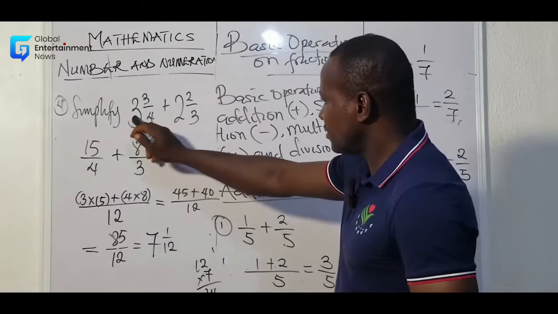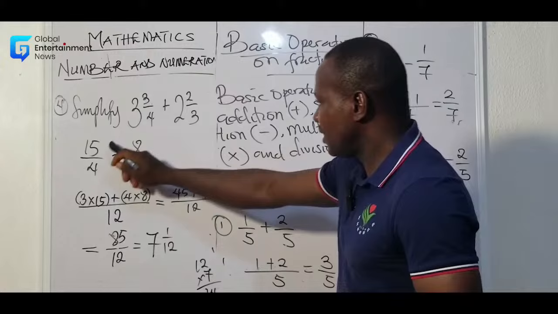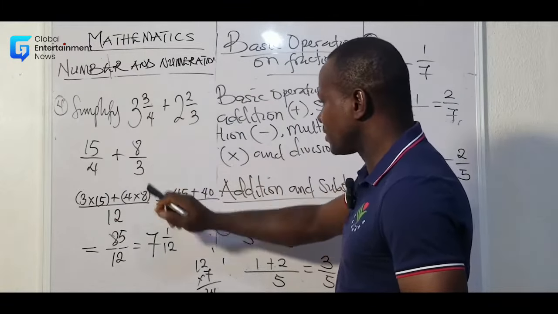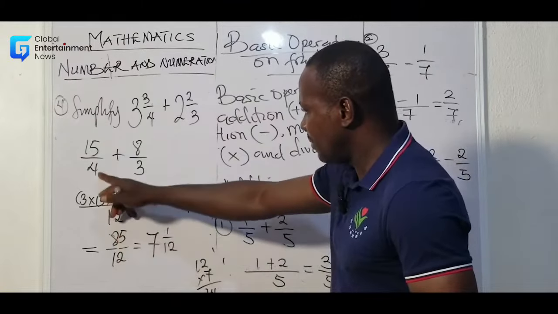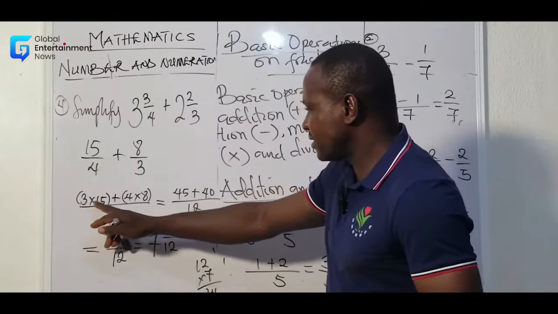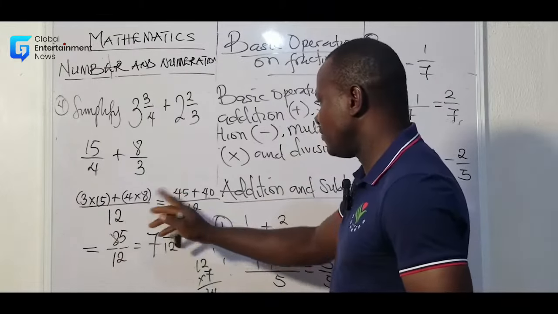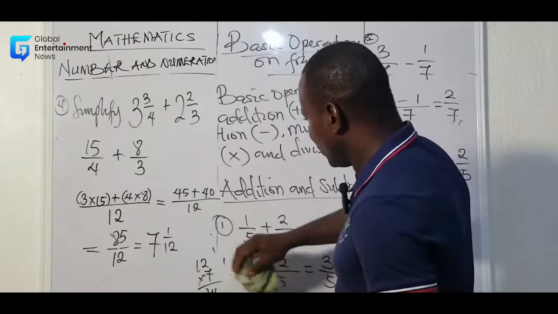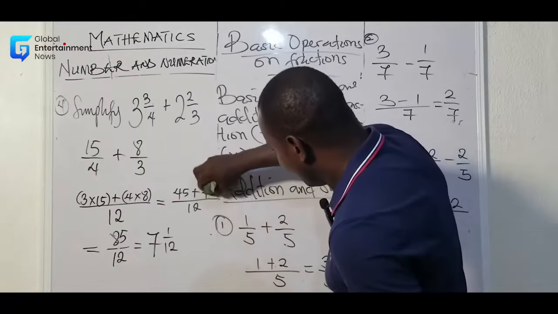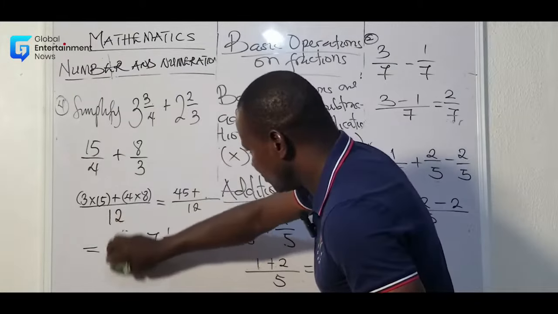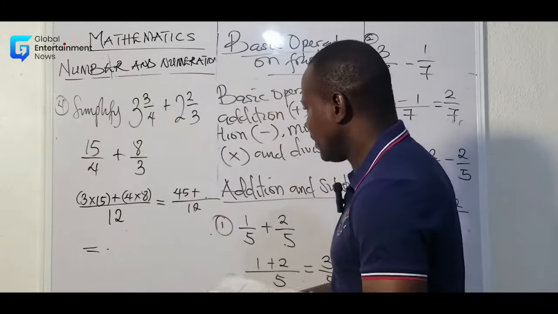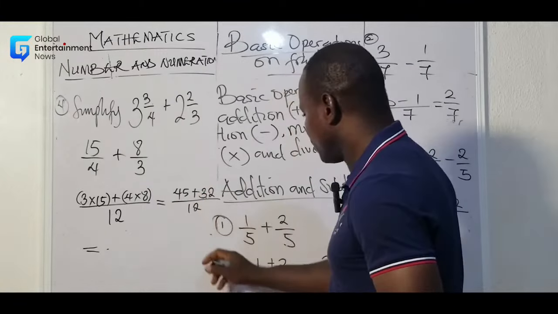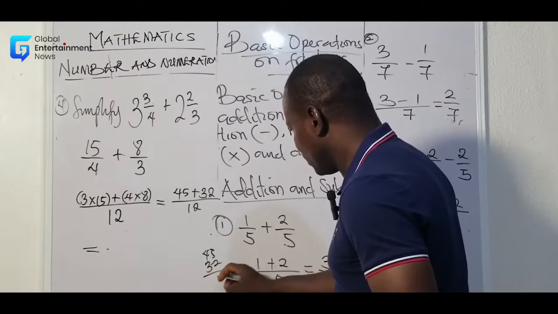We have 4 times 3, that is 12 plus 3, that is 15 all over 4. 3 times 2, 6 plus 2, 8 all over 3. The LCM is 12. So how many 4 can we see in 12? That is 3. 3 times 15, that is 45. Plus 4 times 8, that is 40. And somebody said 40. No, there's a mistake here. 4 times 8 is not 40. That is 32. 45 plus 32 will give us what?